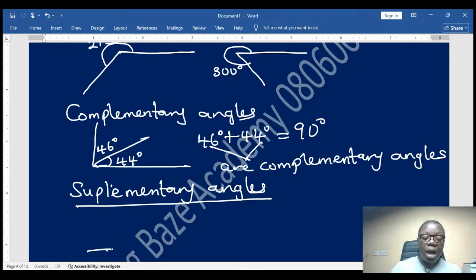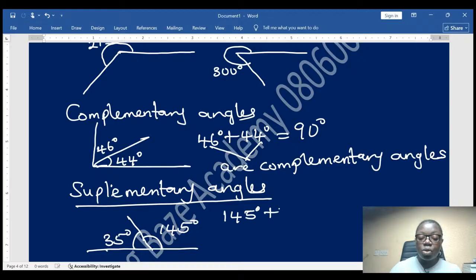For supplementary angles, they sum up to 180 degrees. So right here, if I have 35 degrees, and, sorry, I have to fix the right kind of angle, I have 145 degrees. Right here I have 35 degrees. If you add these two angles together, 145 plus 35, we have 180 degrees.